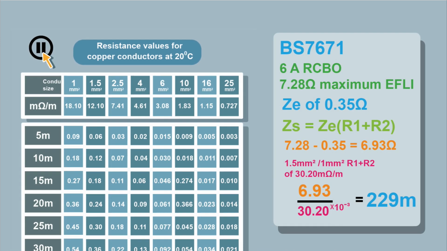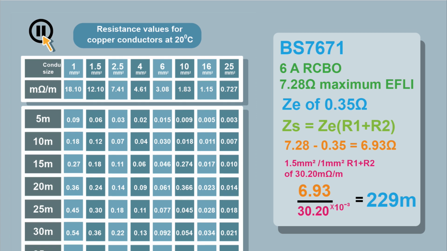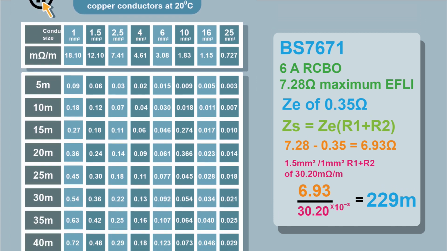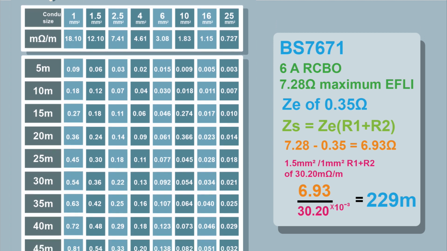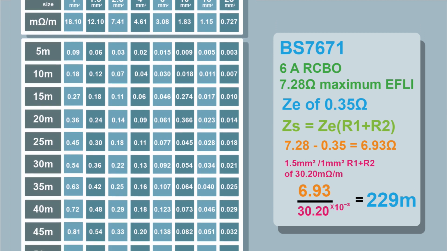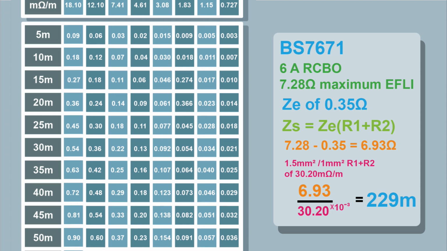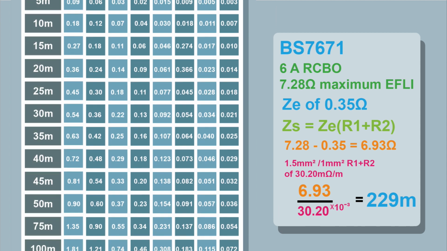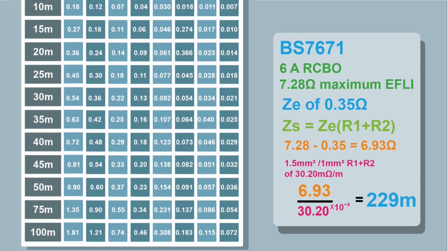So if we know the maximum earth fault loop impedance, we can work out the maximum length of the circuit. This is useful when you're calculating. Don't forget the maximum earth fault loop impedance will also include the Ze. We might not know what the Ze is, but we can use the maximums, and often it's going to be a lot less than the maximum.